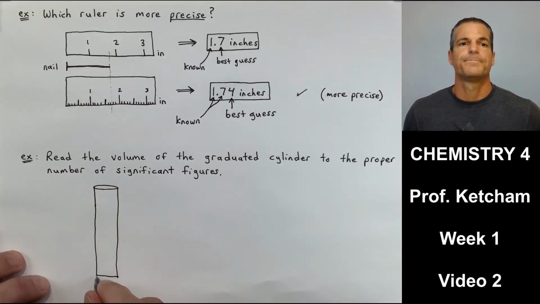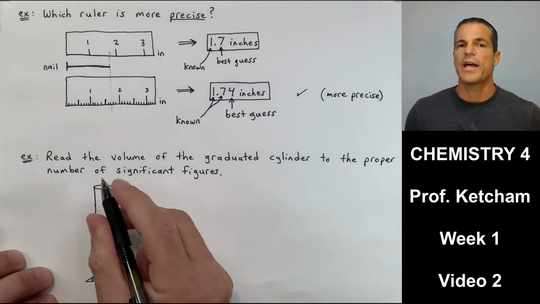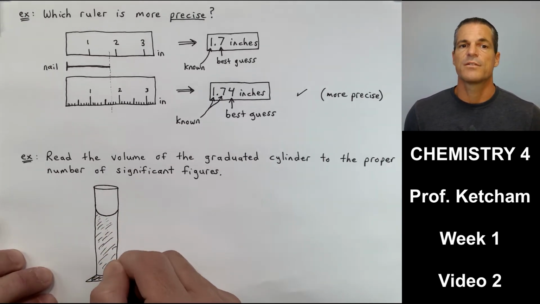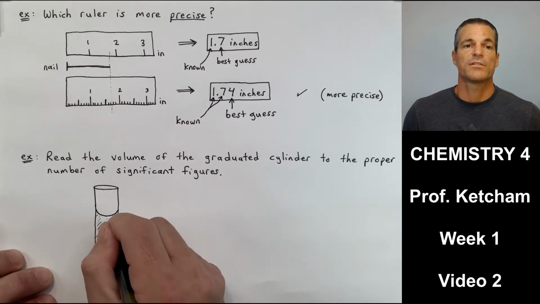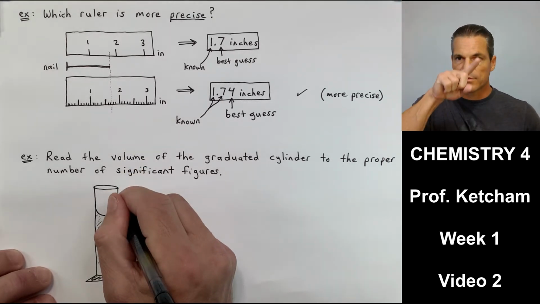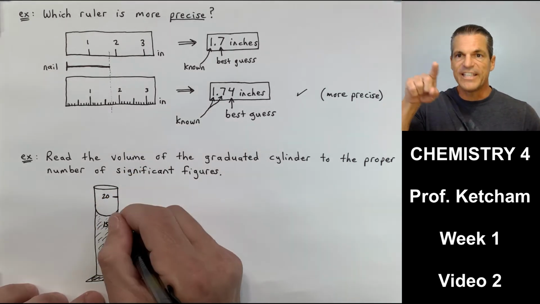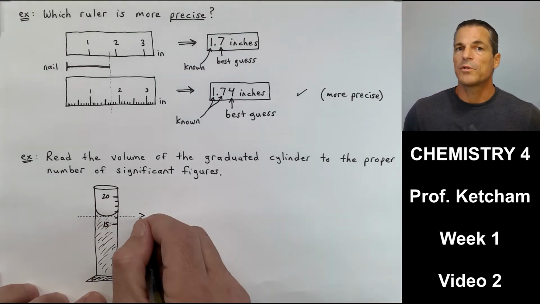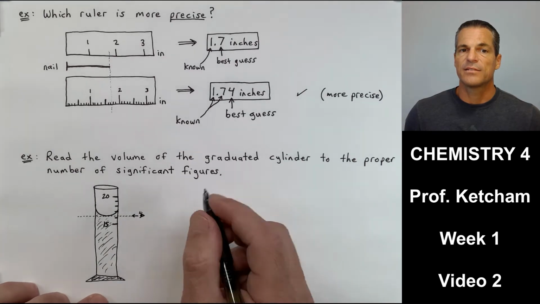Let's try another one. Read the volume of the graduated cylinder to the proper number of significant figures. All right, so I've got some, looks like it's a colored liquid. That little curvature thing is the meniscus, okay? And you always want to read at the bottom of the meniscus, all right?